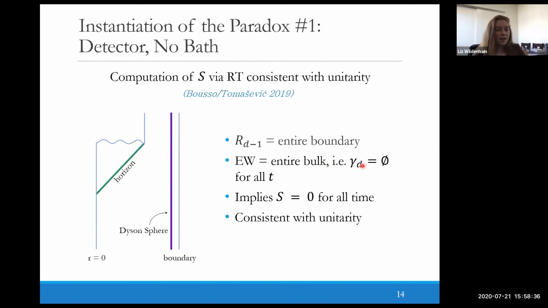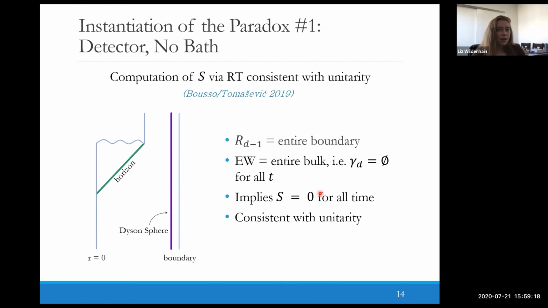And that's because the surface, the RT surface in that case, is the empty surface, so the area term is zero. And the entanglement wedge being the entire bulk means it includes both the outgoing Hawking radiation and the interior modes. And those, as calculated by Hawking, are maximally entangled and purify each other. So if you include both of them, any matter field entropy is zero. Any contribution inside the entanglement wedge is zero. And so that implies that the entropy is zero for all time.